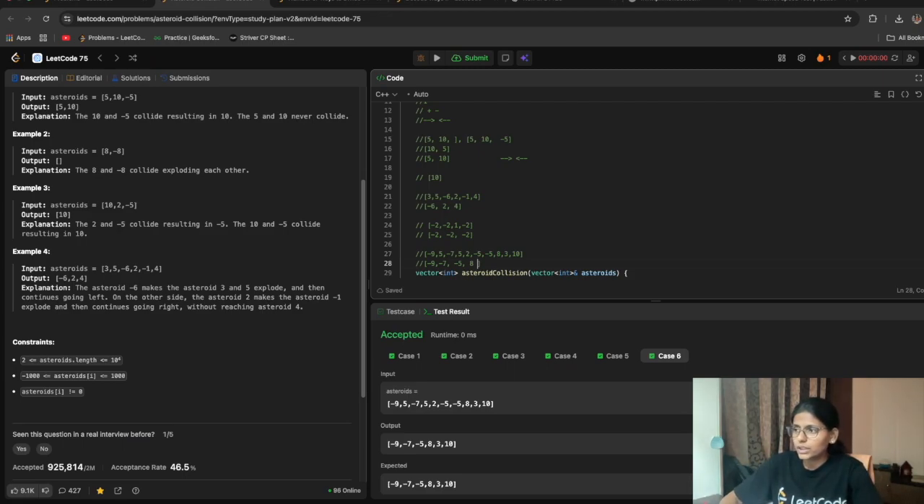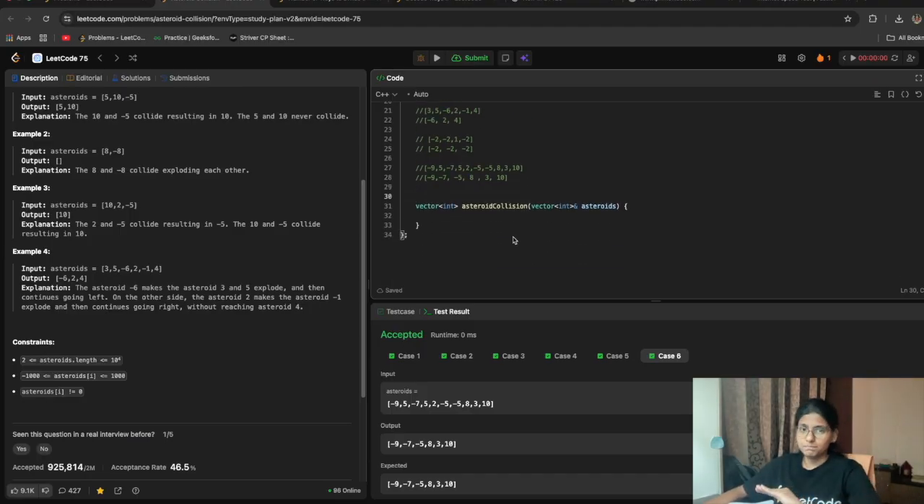And then we have 3. 8 going in right, 3 also going in right. Then we have 10. 10 also going in right. The answer is the same, that is minus 7, this one. So let's code it. I think these are enough examples that I have explained. While coding, we will repeat it again. Basically, we want a stack, we'll call it st, stack st, and we'll take one asteroid from asteroids. Let me copy it from here.